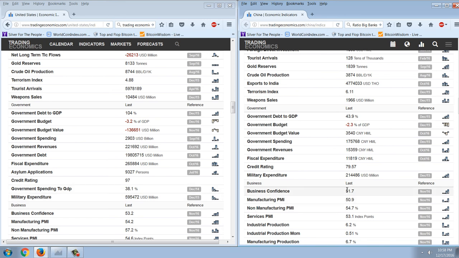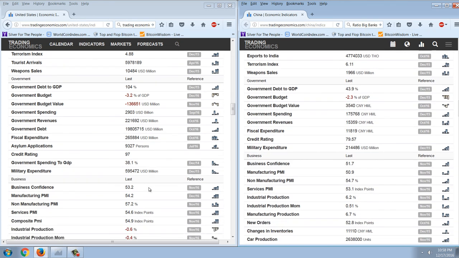Government spending to GDP, well, we don't have that. I would love to have that. I would love to know what the government spending to GDP is in China. I guarantee you it's ridiculously low compared to the United States. We have government spending and we have GDP, so I don't know why we can't get government spending to GDP, but we don't.